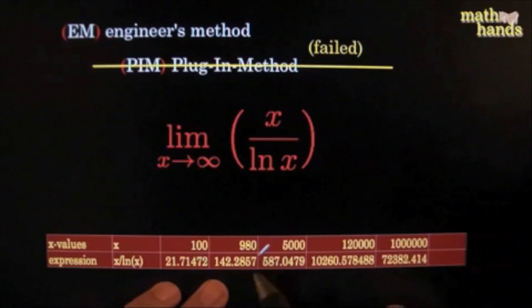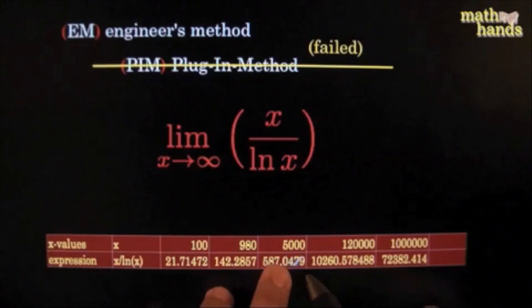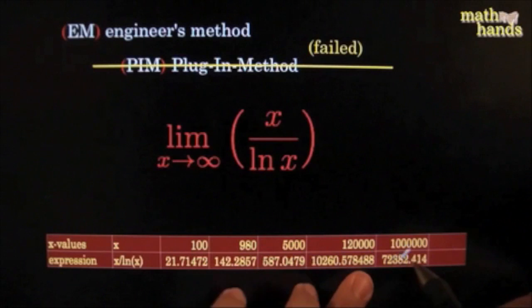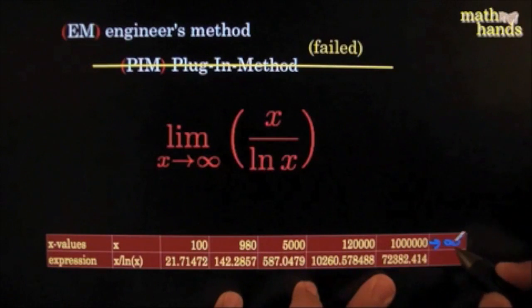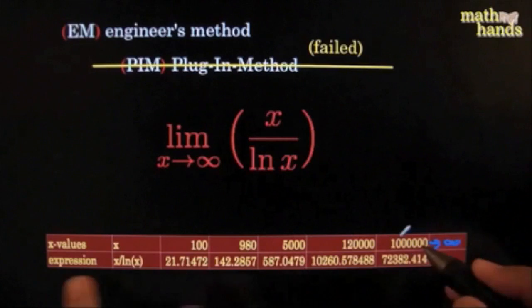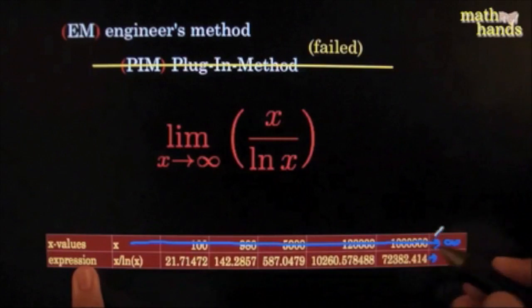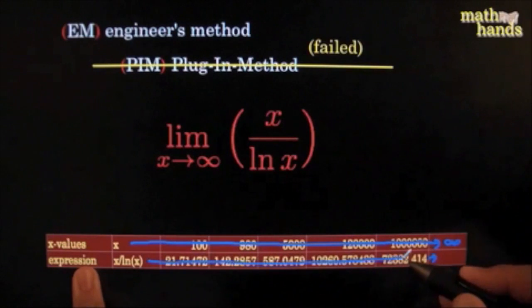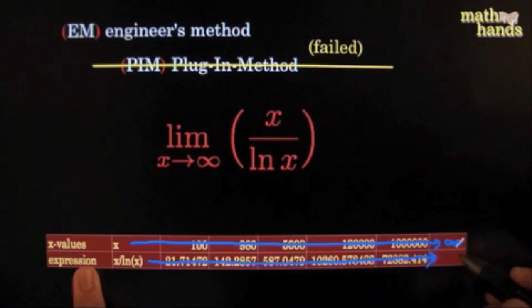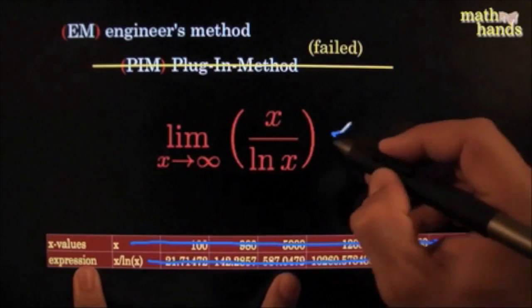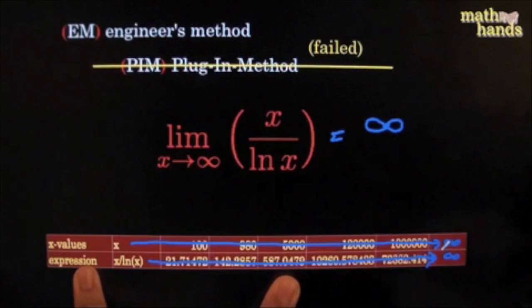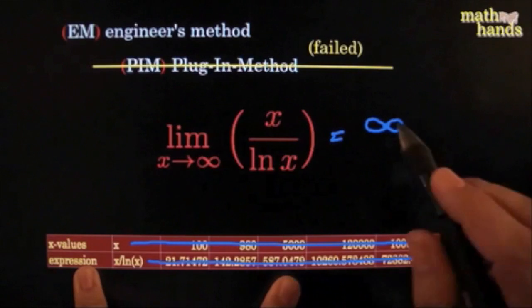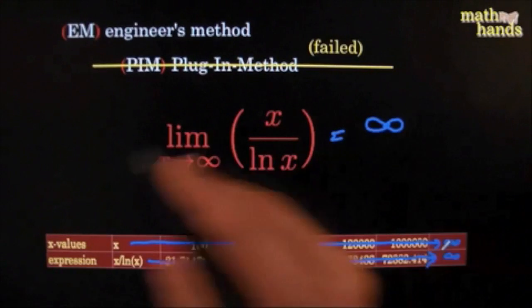First it was 21, the next was 142, 580, 10,000 and change, 72,000 and change. If you had to make a prediction, as your x's move towards infinity, what does your expression move towards? You'd have to guess infinity. It goes into the infinity bucket. Seems to be growing indefinitely. That would be the best guess based on the engineer's method.